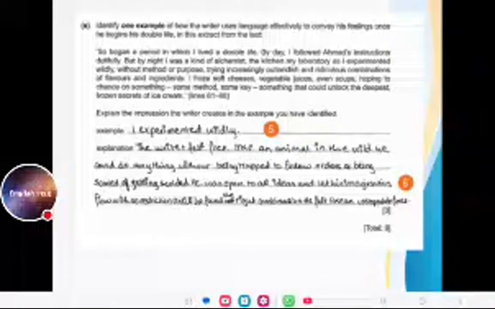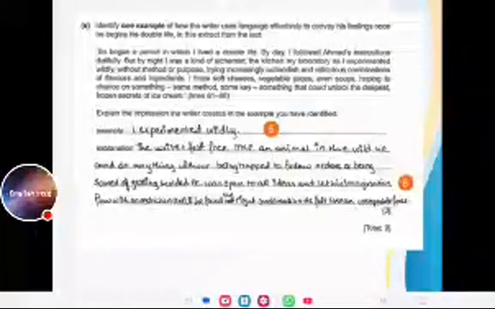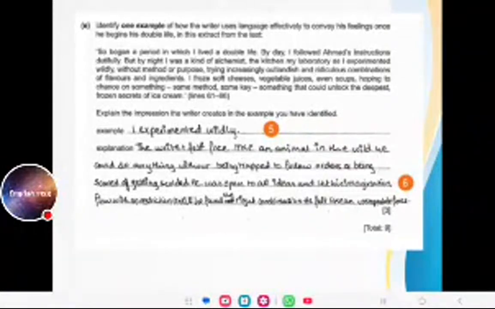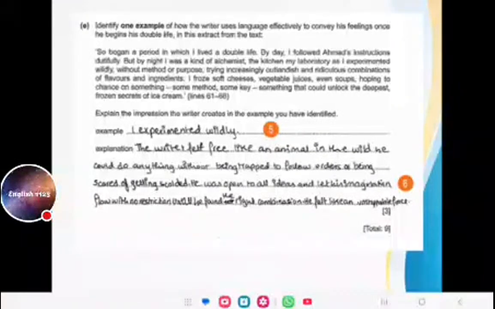Now see here, they have given 4 lines. So the student has written 4 lines. So you just have to fit your answer in those lines, that answer space that is provided. Do not go beyond that. So the example is I experience widely. The explanation is the writer felt free. The writer felt free like an animal in the wild. He could do anything with or without being trapped to follow orders or being scared of getting scolded.